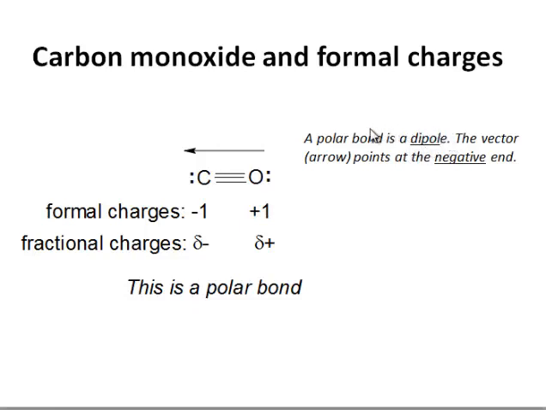Another word for something with a positive and negative end is a dipole. A polar bond is a dipole. If you've had vectors in math, a dipole is actually a vector quantity. They're defined for this course so that we represent them by drawing a vector or arrow pointing at the negative end of the polar bond or dipole.